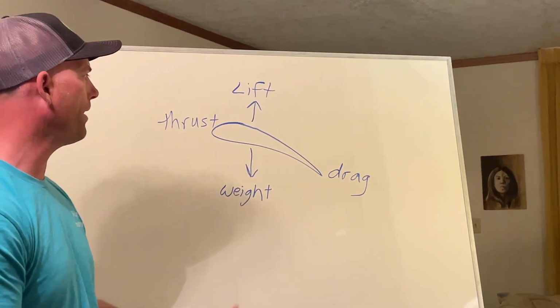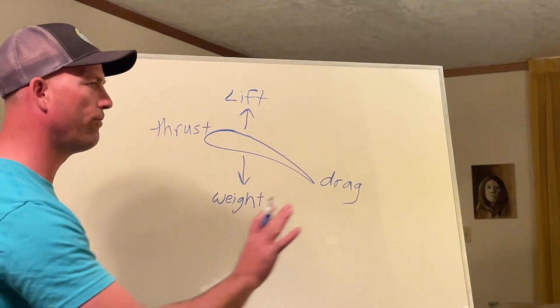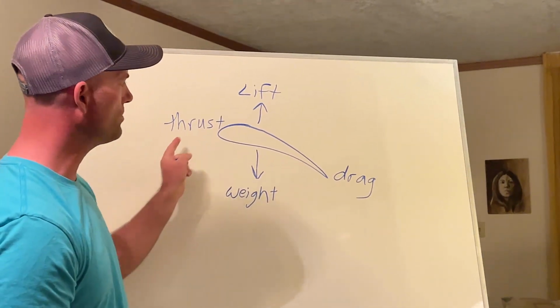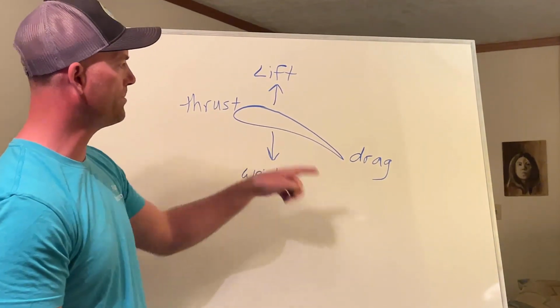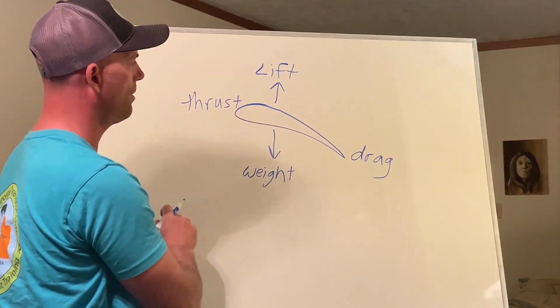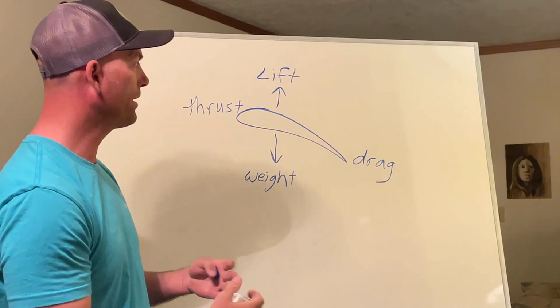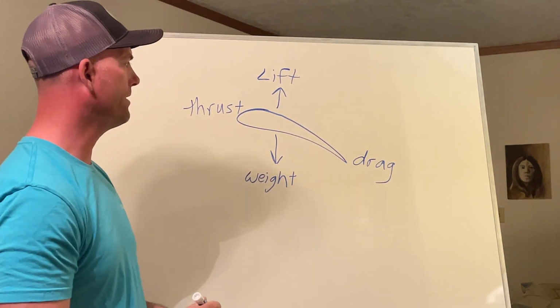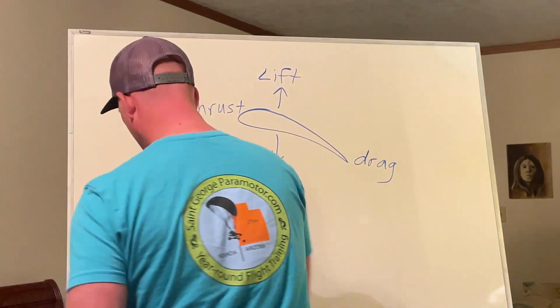Thrust is generated by the paramotor flying through the air, pushing us forward, and that also creates an amount of drag behind us. Now that thrust has to be greater than that drag. So these two overcome those two. They have to be equal or greater to generate the amount of lift that you need to be able to fly through the air. Now let me go ahead and erase that.